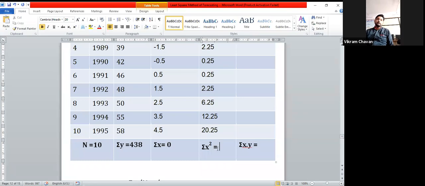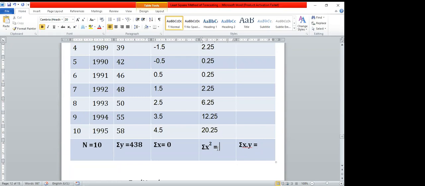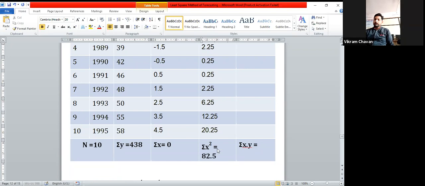And at the bottom, you have to add up all the squares, and that will give you summation of x square. At the bottom side, you have to make the summation of all the x squares that we have calculated. Kindly let me know the value of summation of x square. 82.5. Great. 82.5 is the right value for summation of x square.